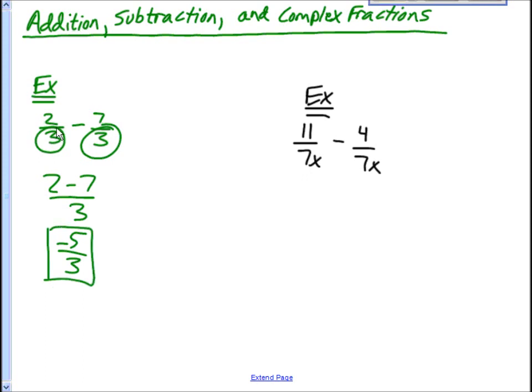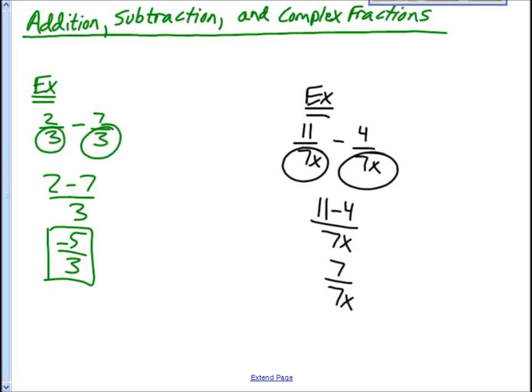Well, it's the same thing here if you got some rational expressions. So let's say we got this 11 over 7x minus 4 over 7x. You notice that they both have a common denominator, so we don't have to force a common denominator. So we just go 11 minus 4 all over 7x. So that's 7 over 7x. And you notice that the 7's cancel. Okay, so it leaves you with 1 over 1x, or 1 over x.